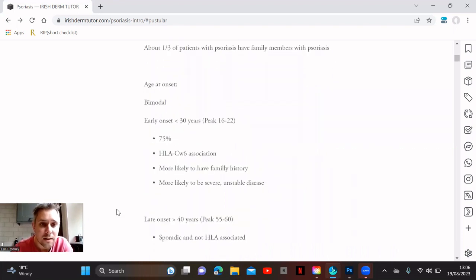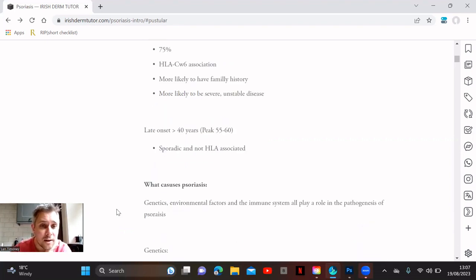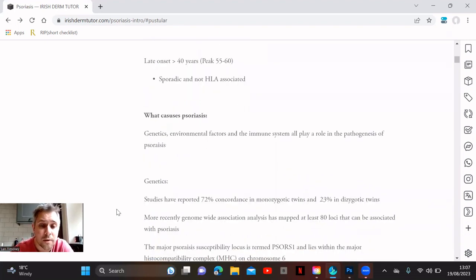The age of onset tends to be bimodal. So there can be an early onset that can occur in people under the age of 30. And this accounts for about 75% of cases. And there tends to be an HLA-Cw6 association. And I'll talk a bit more about that in a little bit. These patients are more likely to have a family history, and they're more likely to have a severe unstable disease. Then there's a later onset, which often occurs in people over the age of 40, and this tends to be sporadic and is not HLA associated.